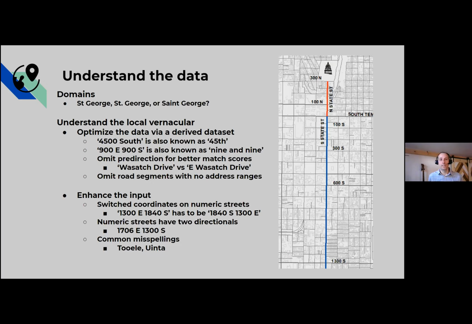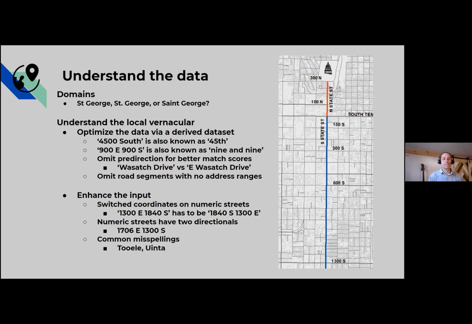The idea here of optimizing the data in a derived data set is that maybe you have one single universal data set for, let's say, roads. But when you want to build the geocoder, you can pull out a derived data set and augment it by adding some local vernacular for the geocoder. Some of the things you can do here, and again, these are specific to Utah, but worth mentioning: we have roads that end in 00, so 4500 South, but locally they're known as 45th, 33rd, 39th.